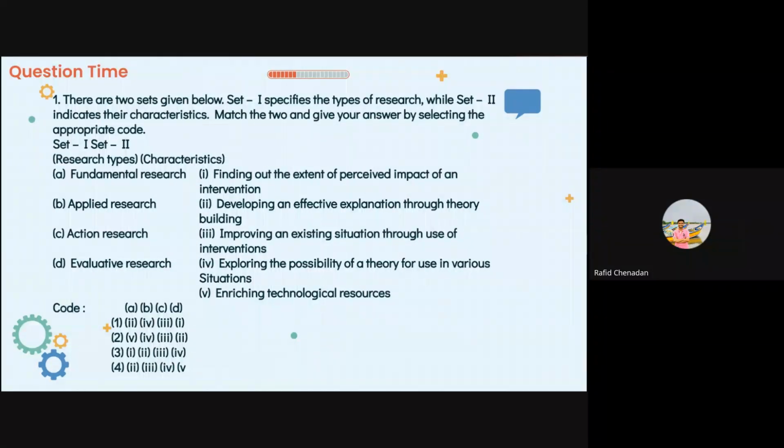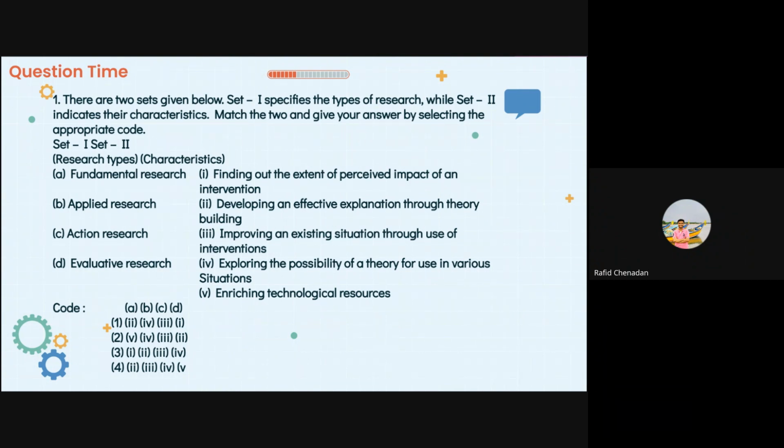Okay, so like we did yesterday, we'll start with questions. We'll have multiple questions in between. So here is your first question. There are two sets given below. Set 1 specifies the type of research, while set 2 indicates the characteristics. On the left side, you have the name of the research, and on the right side, you have the description of the research. From the name, you have to guess the description.